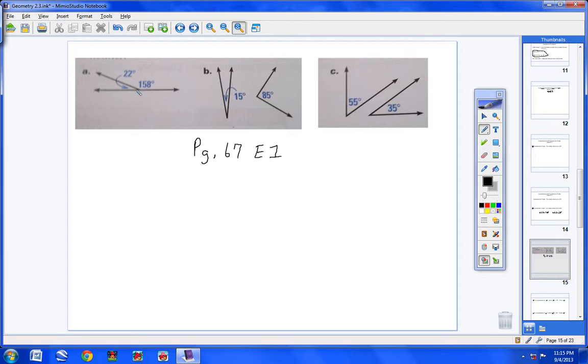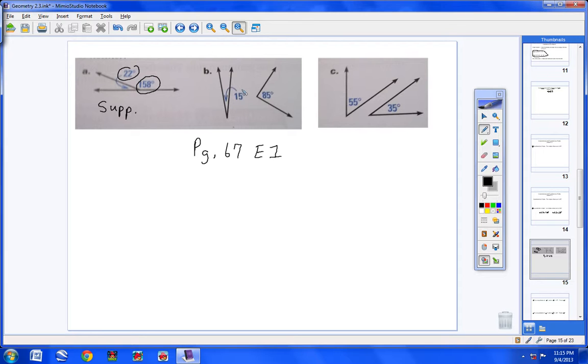or neither. Now, as I look at these two angles, one is 22 degrees and one is 158. Well, if you add these two together, you do get 180. So if you get 180, then these two angles here are supplementary.